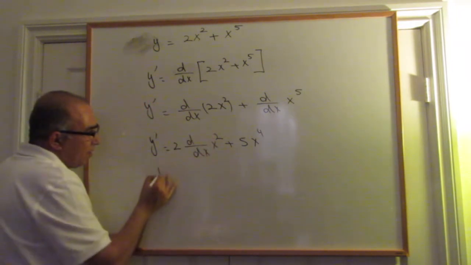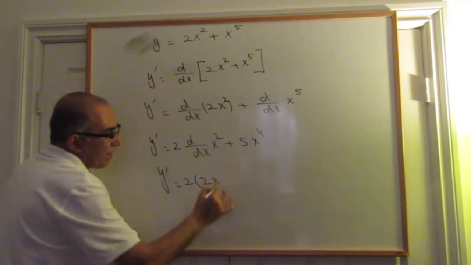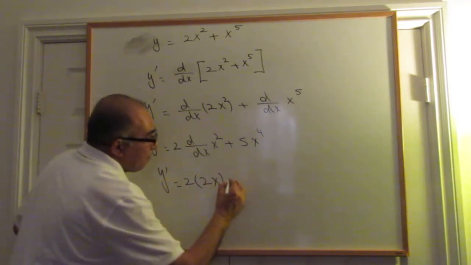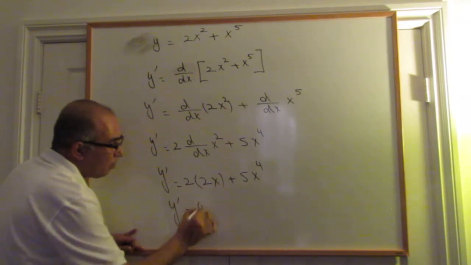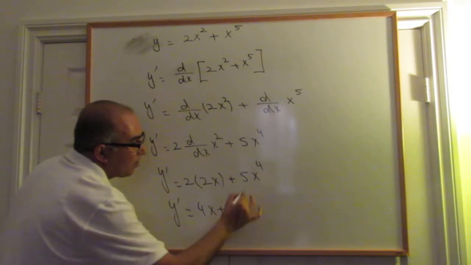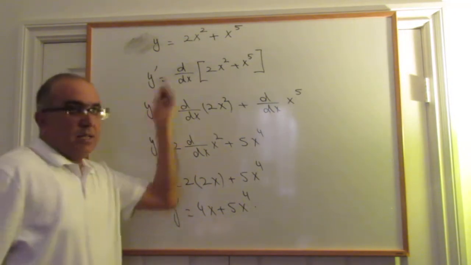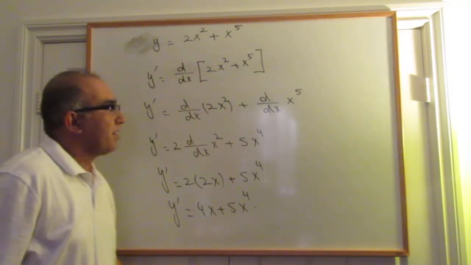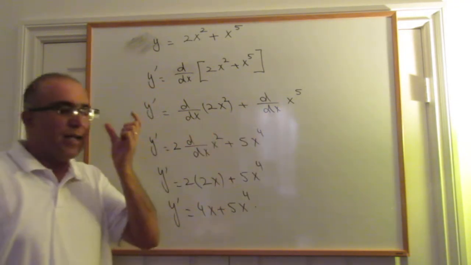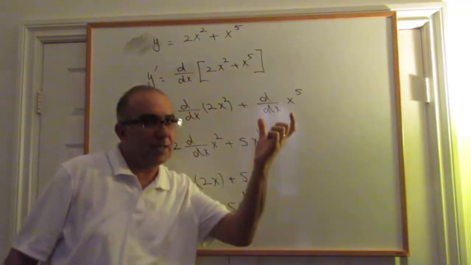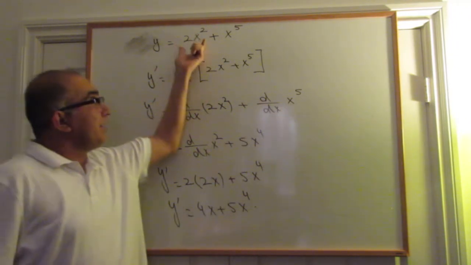Now I will simplify here. Y prime equals 2 times d dx of x squared is 2x plus 5x to the power of 4. Then y prime equals 2 times 2, 4. 4x plus 5x to the power of 4. This is how you use the addition or subtraction rule in a function. It means if you have multiple terms in a function, 2, 3 terms, you can take the derivative of each term separately. Correct? It makes our job easier to apply the rule on each term.